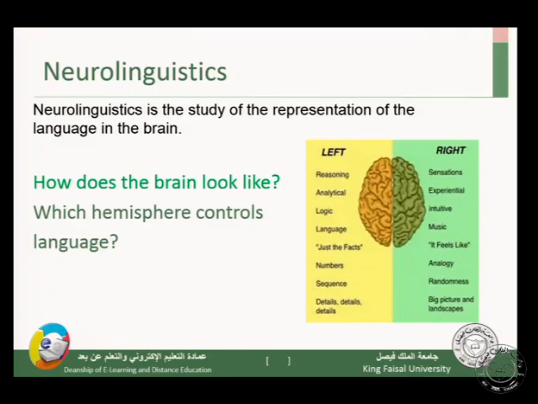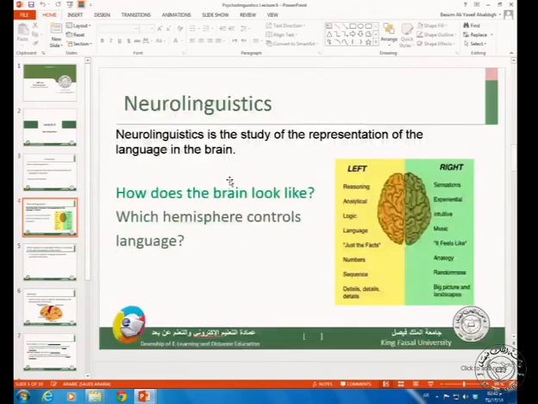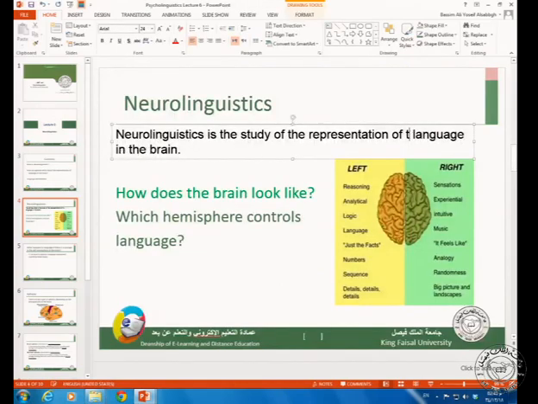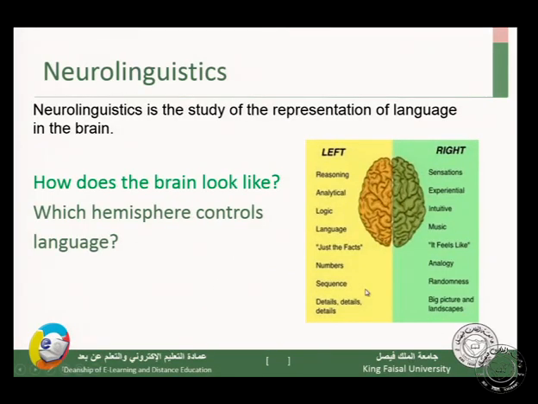The definition of neurolinguistics is the study of the representation of language in the brain. So it is the study of the representation of language in the brain. How is language represented in the brain?